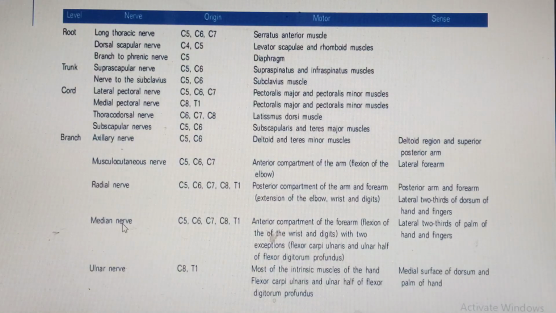And then if you look at the median nerve, it will be supplying the majority of the muscles in the anterior compartment of the forearm and hand. But one thing is that flexor carpi ulnaris will rather be supplied by the ulnar nerve. Then of course the medial half of the flexor digitorum profundus too. Then of course the medial two lumbricals will also be supplied by the ulnar nerve. So that will be the exception over here.